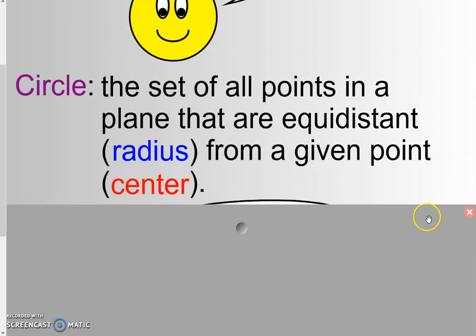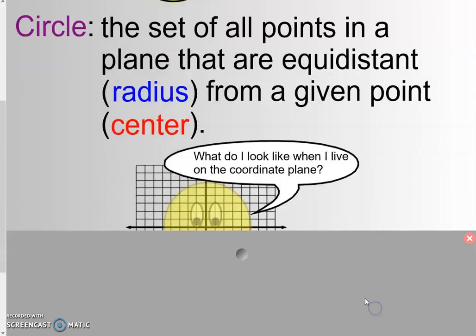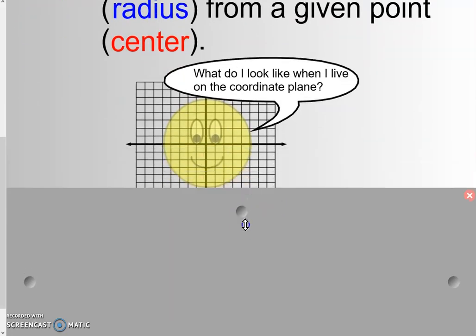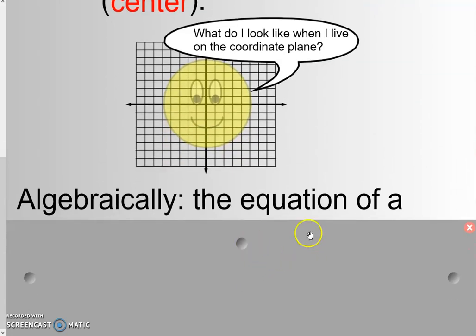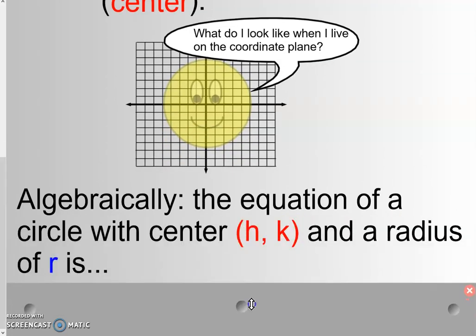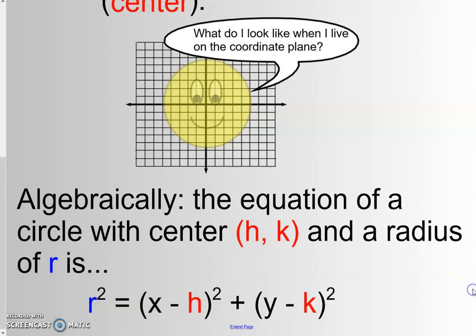So now we want to take a look at what happens when you put that circle on the coordinate plane. Algebraically, we can derive the equation of a circle. We can get the equation of a circle where we define the center as the point h comma k and the radius as this value r. And that algebraic equation is r squared equals the quantity x minus h squared plus the quantity y minus k squared. And again, this is a formula you've seen before.